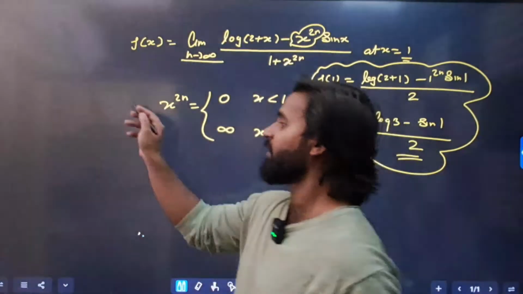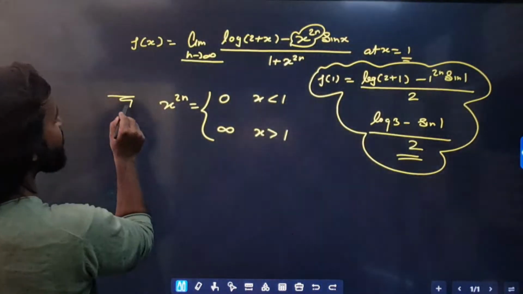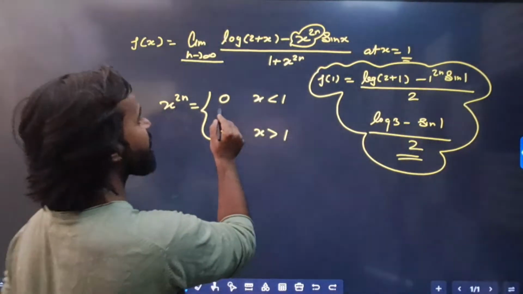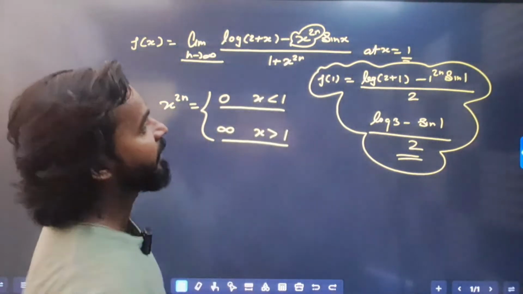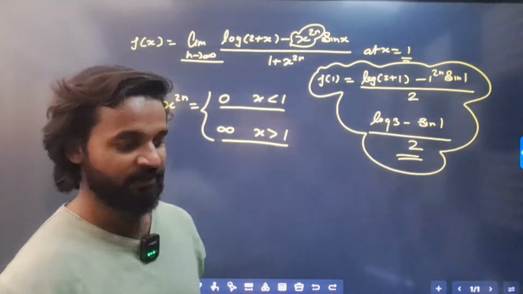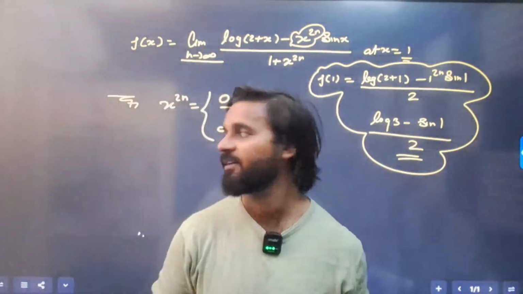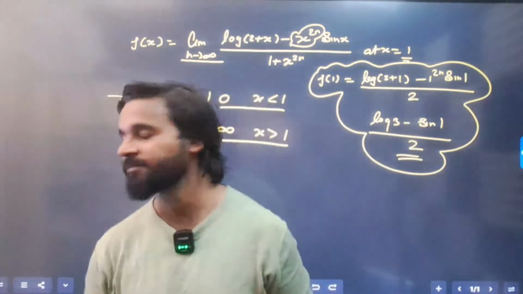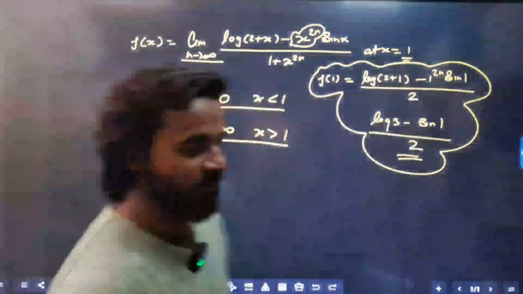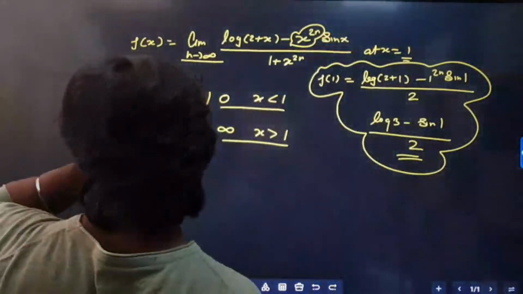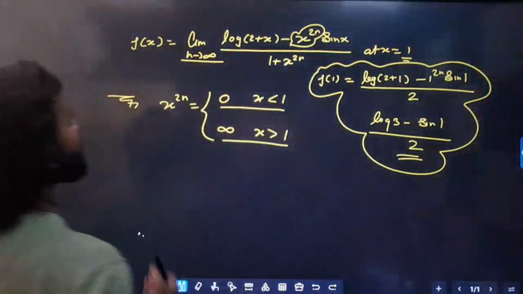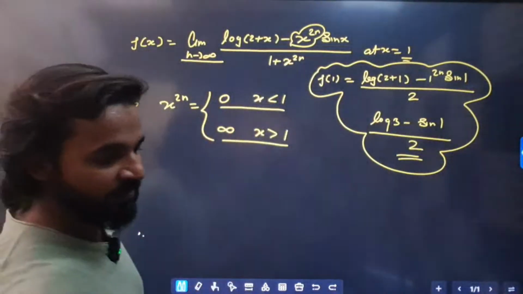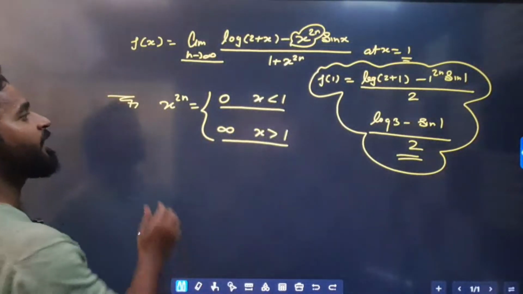So why am I telling you this? It is an important point, x to the power 2n. First clarify x to the power 2n, then after that we can check LHL and RHL. So x to the power 2n we can discuss very easily. Okay, now find LHL.